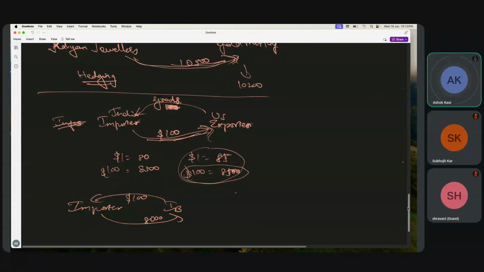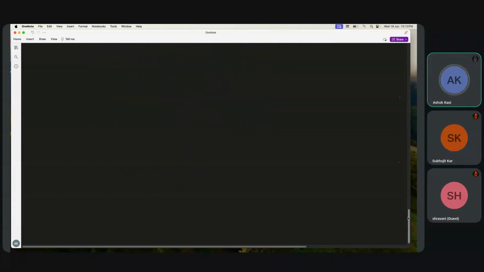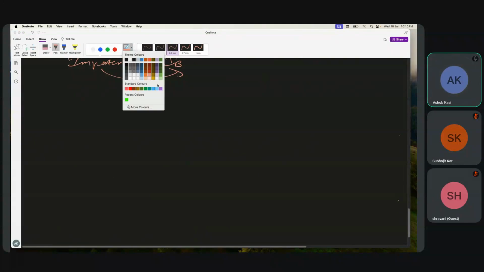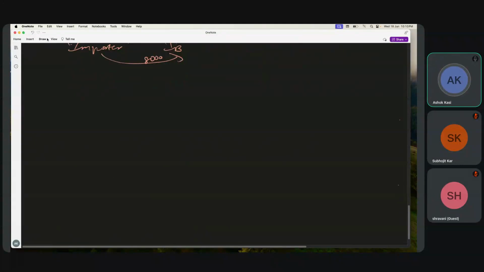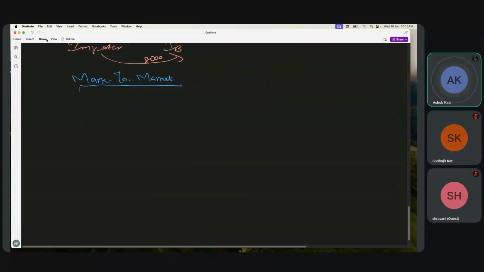These are all the reasons. Now the next concept is mark to market. There you will understand cash settlement. Okay. Mark to market, shortly called MTM. So what is mark to market?